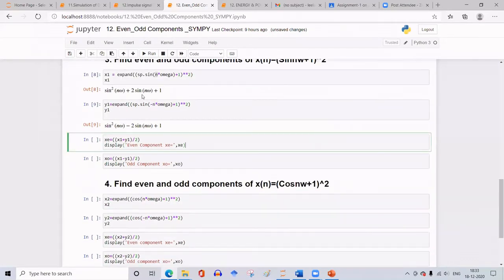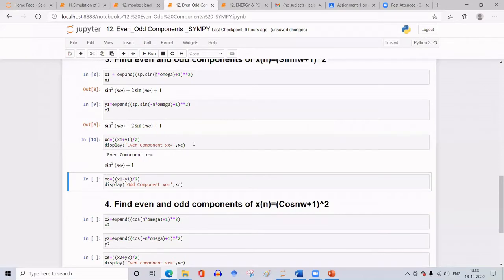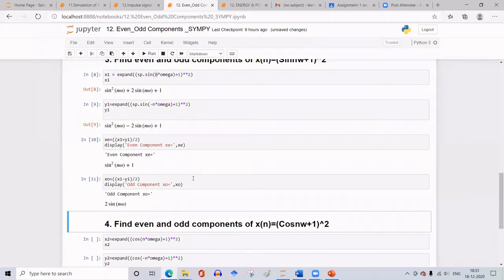Then even component is sum of the 2 divided by 2. So these 2 cancel and you get sine square n omega plus 1 as the even component. Odd component, when you subtract, the last 2 terms will cancel. You get 2 sine of n omega as the odd component. Okay, that is this problem.